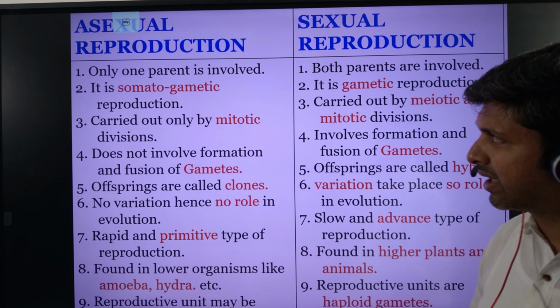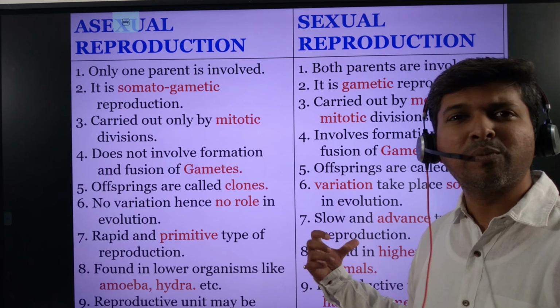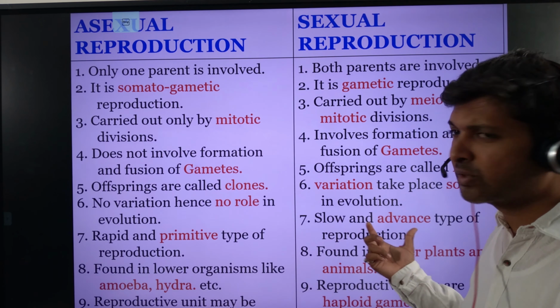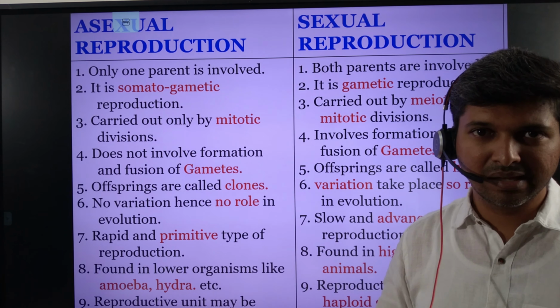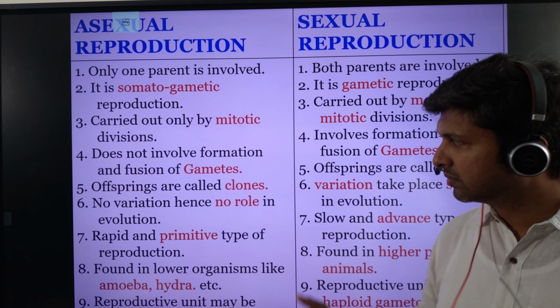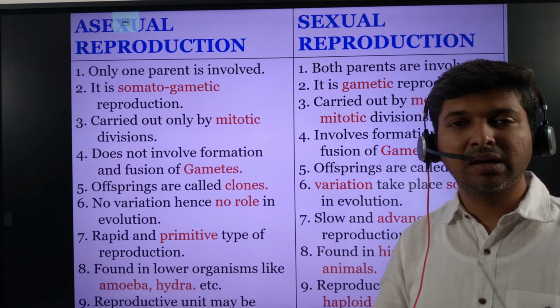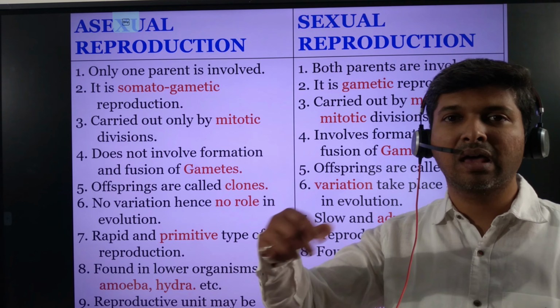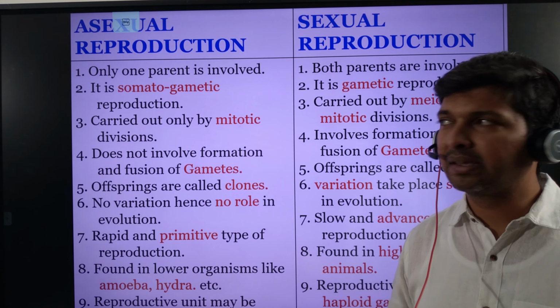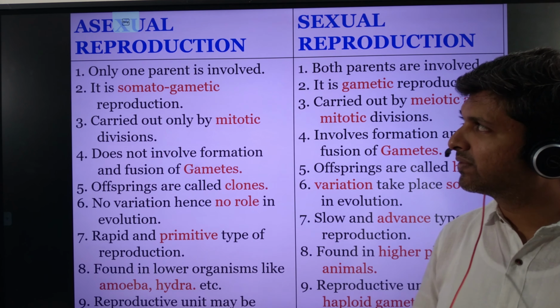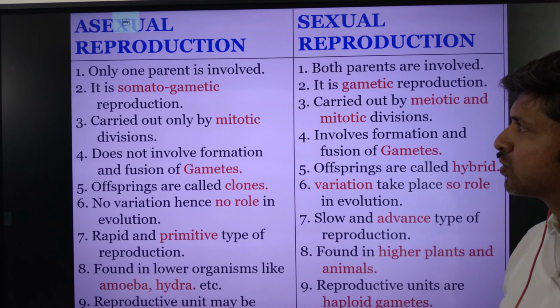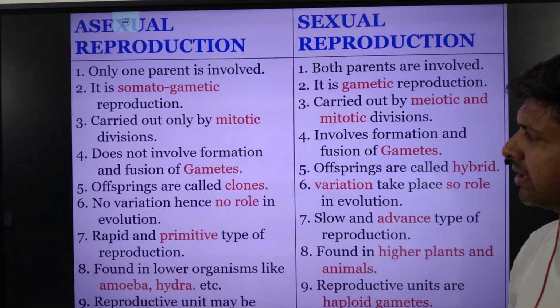Sexual and asexual reproduction. One more point which I forgot to tell you: in sexual reproduction there is hybrid vigor. That means the offsprings can be better than their parents, and that's how evolution has taken place. Hybrid vigor is when the offsprings are better evolved than their parents. So this is the difference between asexual and sexual reproduction.